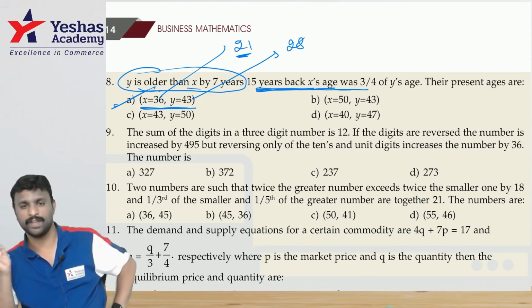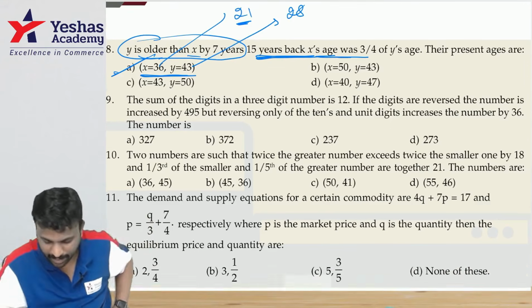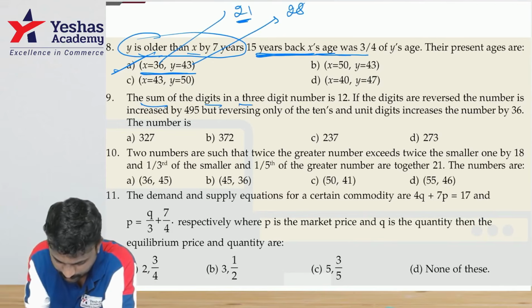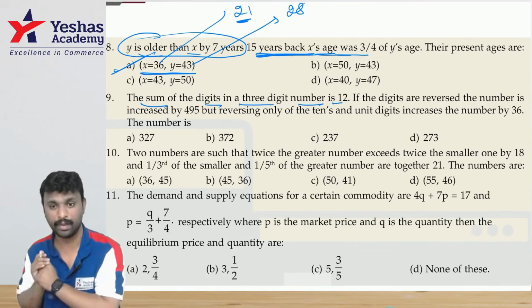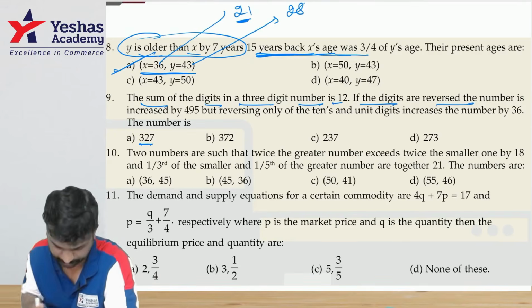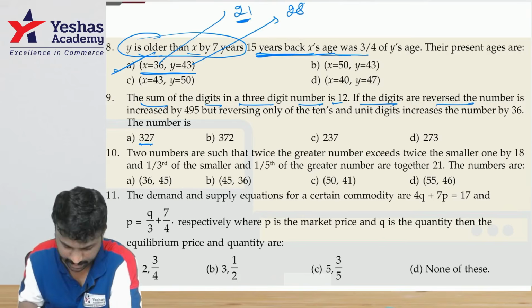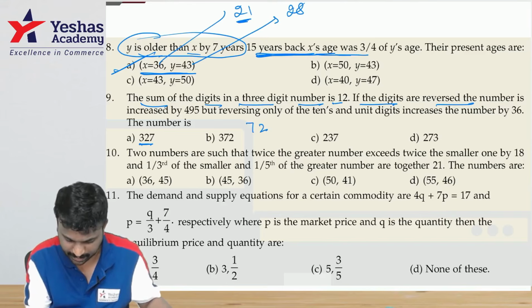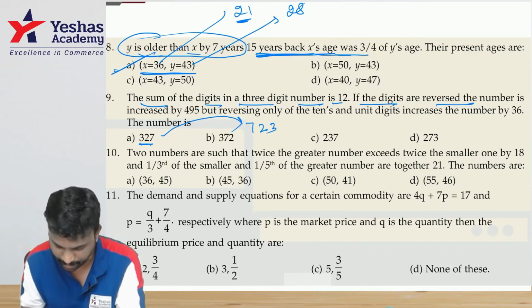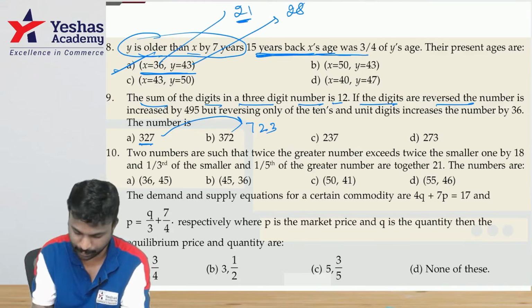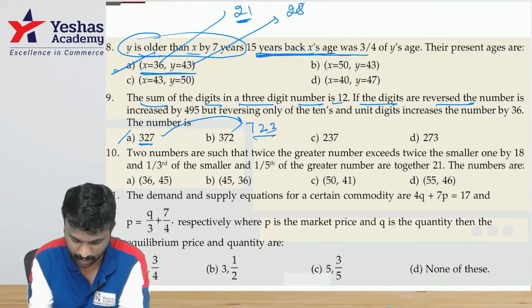Have you understood? 21 is definitely 3/4 of 28. As the ninth question, the sum of the digits in a three-digit number is 12. First of all, 3 plus 2 plus 7 is 12, correct? If the digits are reversed, the number is increased by 495. Guys, if I reverse the digits, 327 becomes 723, correct? So is it increasing by 495? Guys, 327 plus 495, if I do, I should be getting 723. Definitely no, it's not option A.